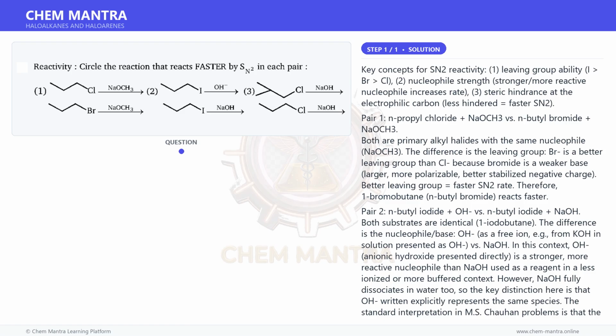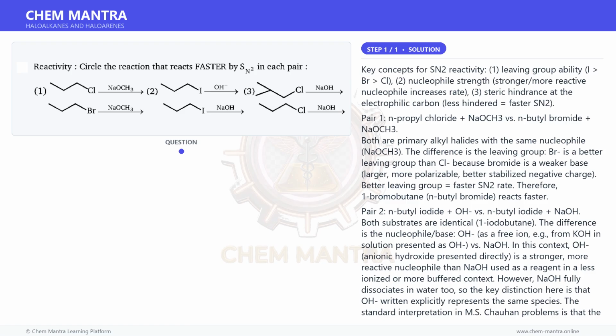However, NaOH fully dissociates in water too, so the key distinction here is that O⁻ written explicitly represents the same species. The standard interpretation in MS Chauhan problems is that the anionic nucleophile O⁻ reacts faster than NaOH because O⁻ emphasizes the free, unassociated, stronger nucleophilic form. Therefore, 1-iodobutane, n-butyl iodide, with O⁻ reacts faster.